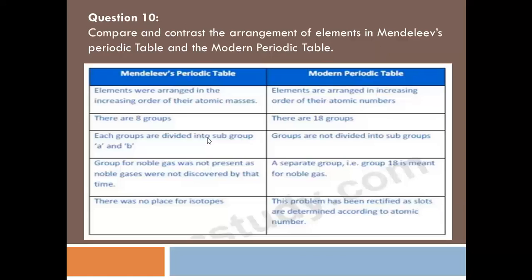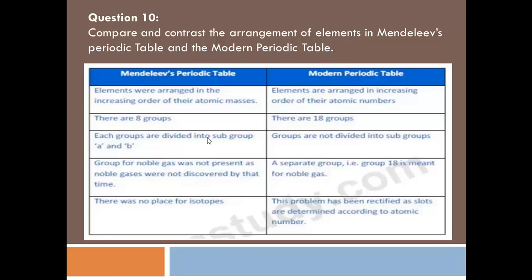Question number 10, which is the last question. Compare and contrast the arrangement of elements in Mendeleev's periodic table and the modern periodic table. So when we compare Mendeleev's periodic table to the modern periodic table, a lot of advantages you can see, and all the anomalies of Mendeleev's periodic table have been rectified in the modern periodic table. So we can see in the columns given here, elements were arranged in the increasing order of their atomic masses in Mendeleev's periodic table, but in the modern periodic table it is according to atomic numbers.